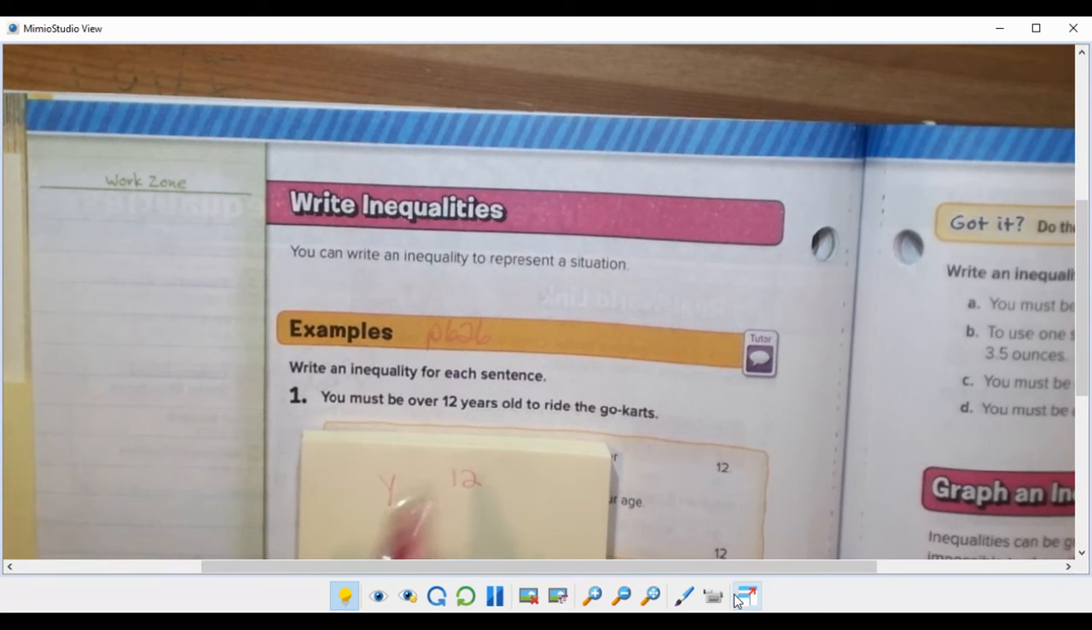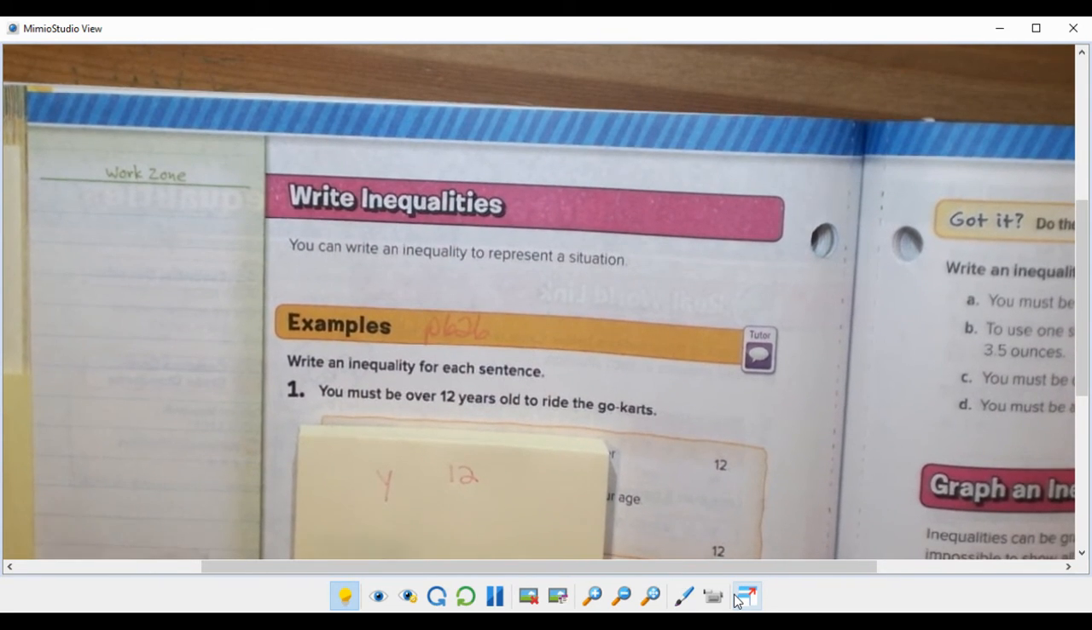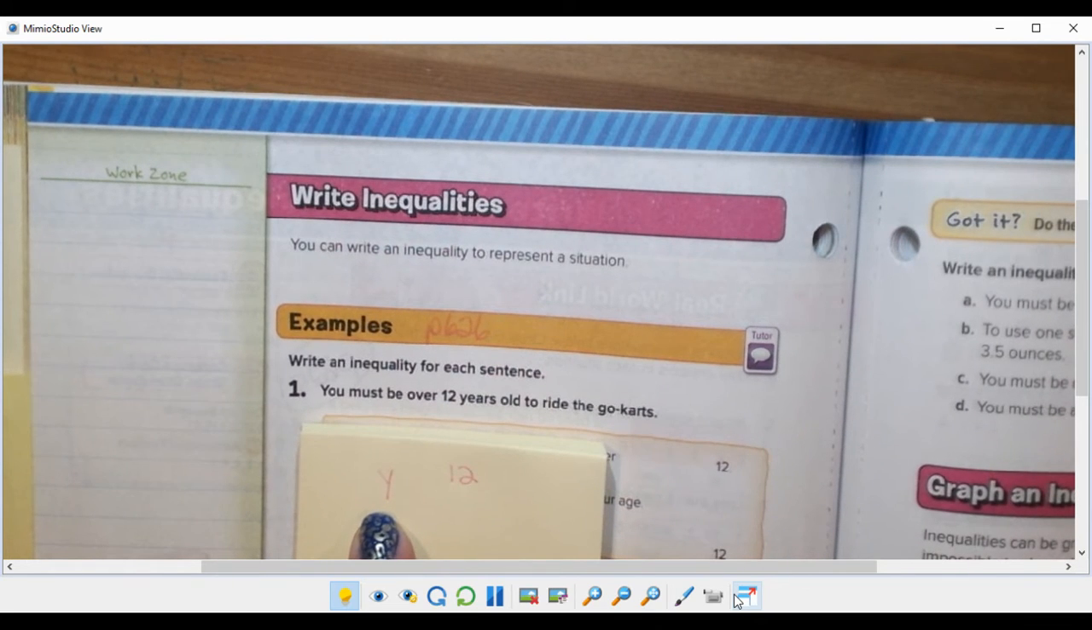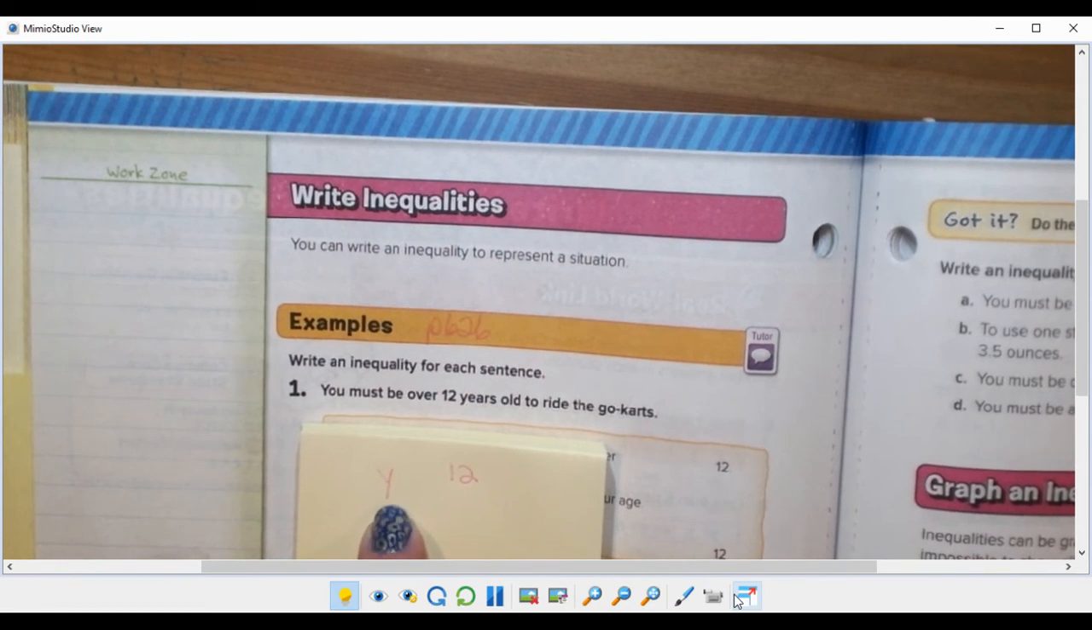The number 12 is what's going to show on my inequality. So all those situations that I was coming up with, 11, 12, 13, 55, 4, whatever your age is, that's what would go here, right? So those things need to be greater than 12. I'm not going to put the line here because if I am 12, I can't ride. However, if I'm over 12, 13, 14, 15, 16, then I'm good to go. So this would be my inequality.